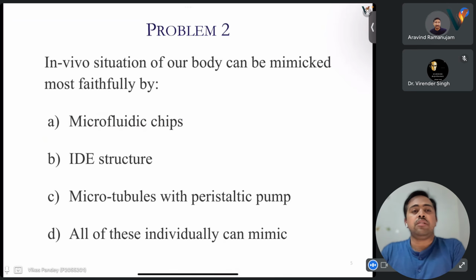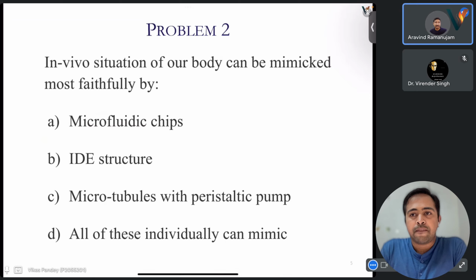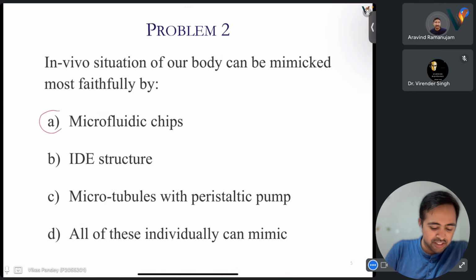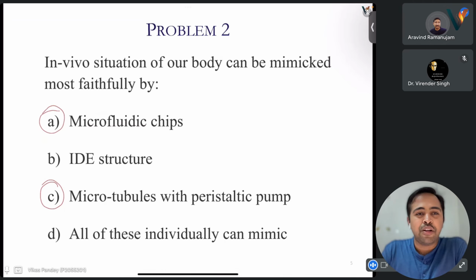So coming to the next question, the in vivo situation of our body can be mimicked most faithfully by a microfluidic chip, IDE structure, microtubules with the peristaltic pump, or all of these individually can mimic. Is there any answer to this? So microfluidic chip, it's A, or C. It's A or C. There are microtubules and there is a confusion between these two. Okay, C. Any other answers?